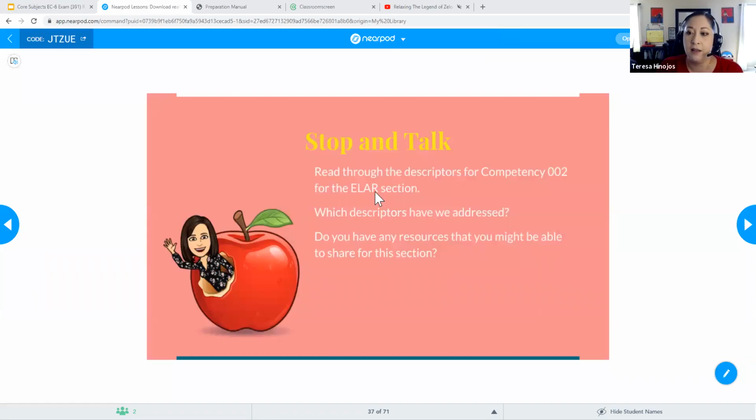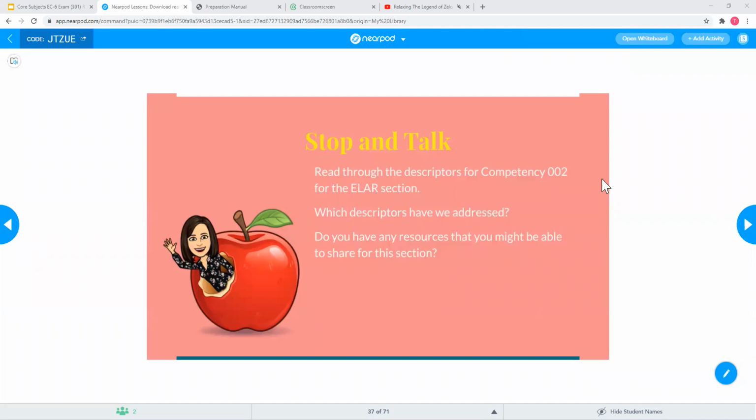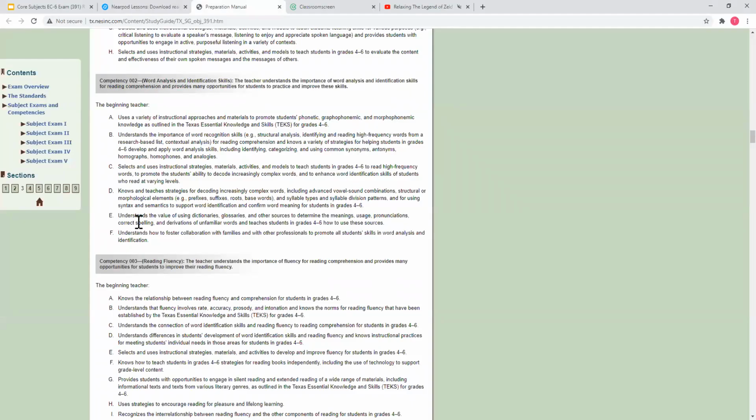So Ms. Host, we were making sure we were looking at the right competency. We looked at the letter E, using dictionaries. I told Deanna that I think for all of the letters, we've gone through a little bit of each section, but the dictionary part we really didn't highlight too much. But all the other ones, like the vowel, all of that, I think it falls under.